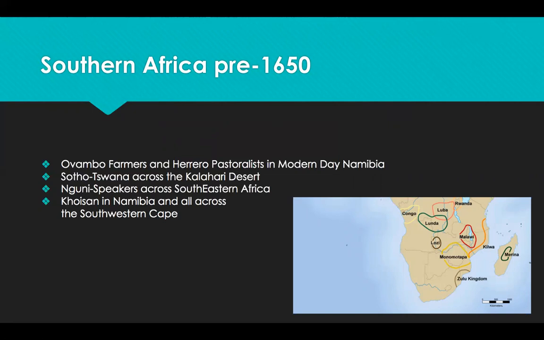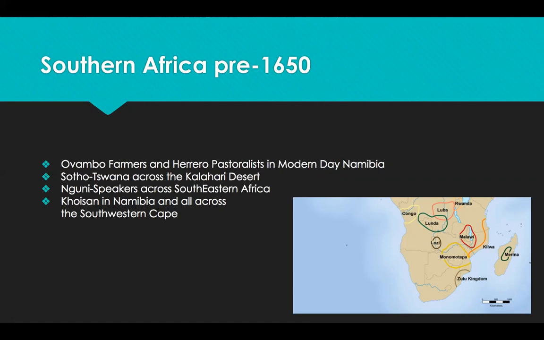So who are some of these other people in Southern Africa? And particularly, we're looking at the areas that constitute modern-day South Africa and Namibia. So here are some of the people here. You see in the northwest, Ovambo farmers and Herero cattle herders already occupied the northern half of Namibia. Then you see the Sotho-Tswana lineage groups, which dominated the Kalahari Desert.